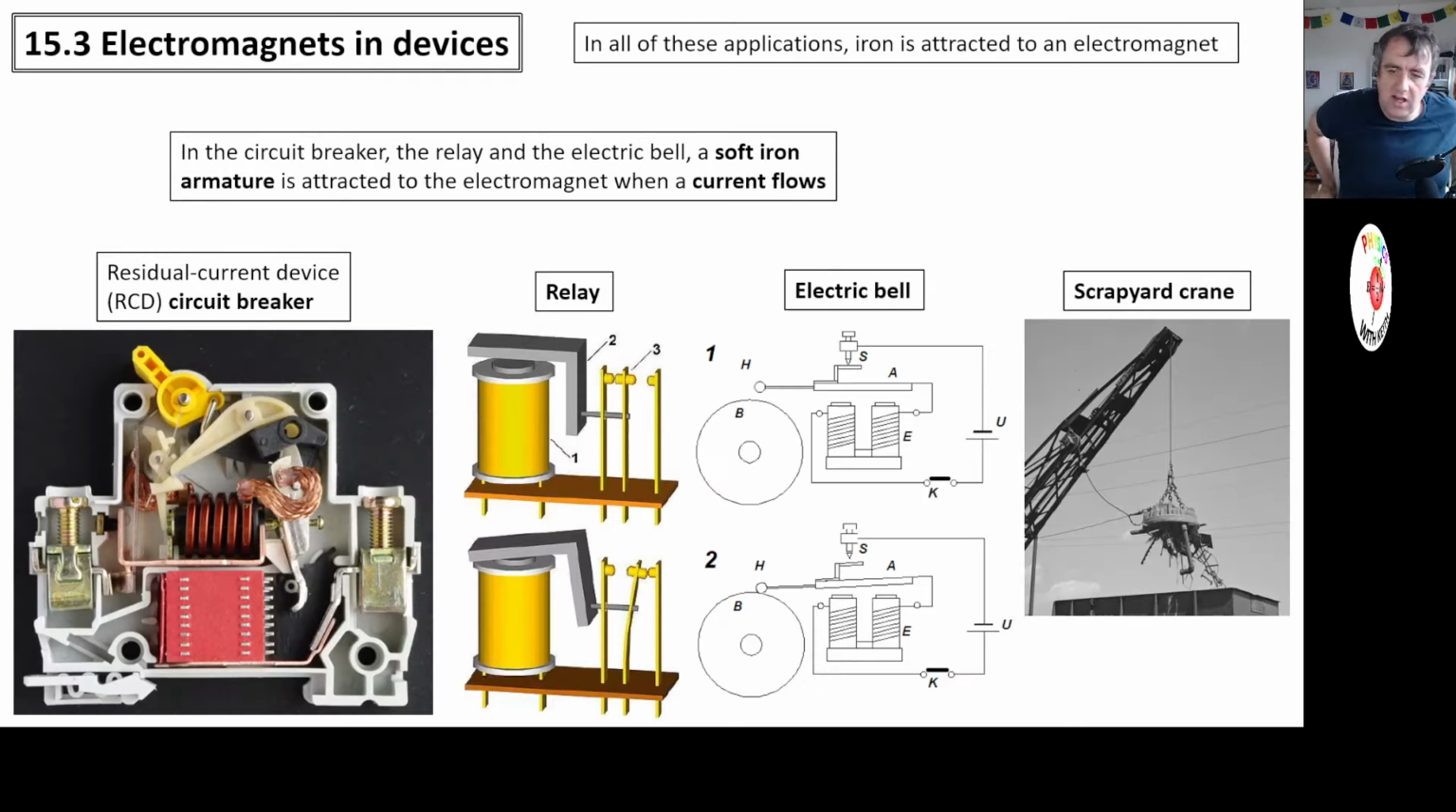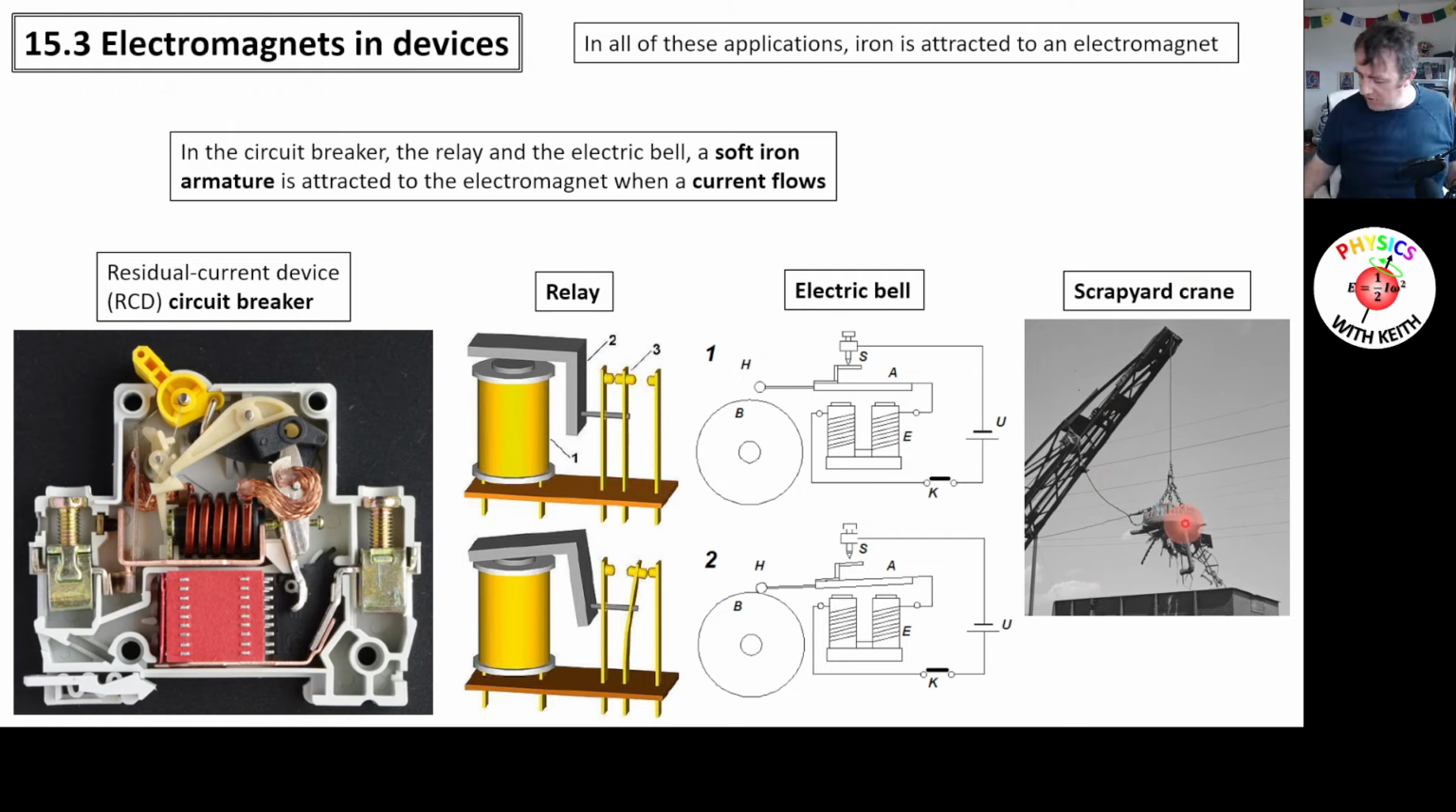Lesson 91 starts looking at the uses of electromagnets in devices. So all of these applications use the same very, very simple principle, which is I have an electromagnet I can turn on by having a current, turn it off by not having a current. The simplest example of that is a scrapyard crane.